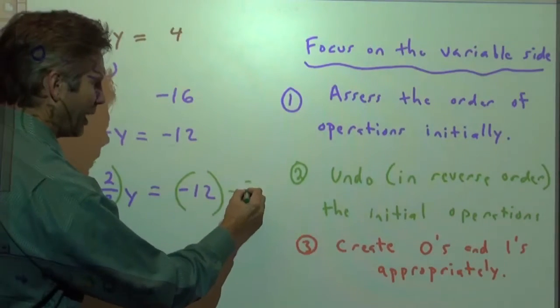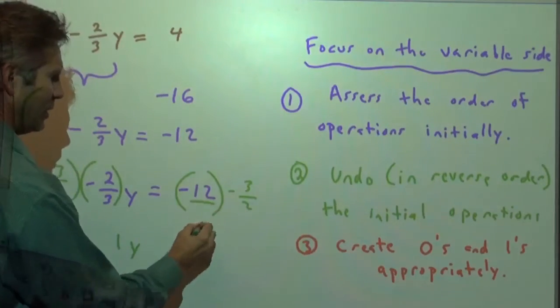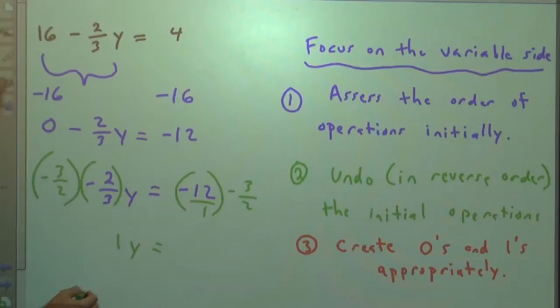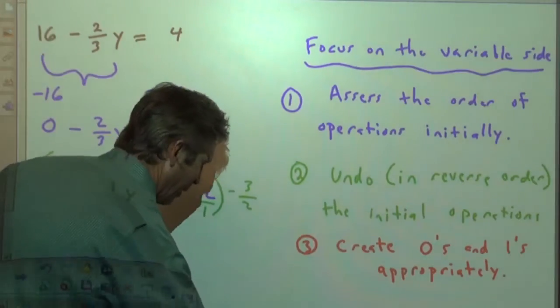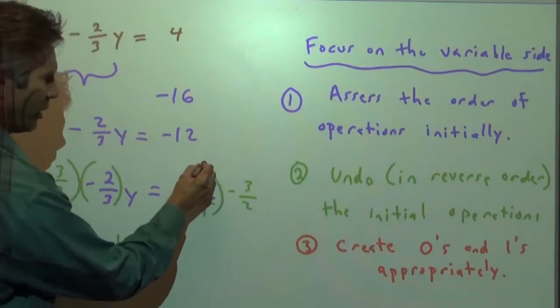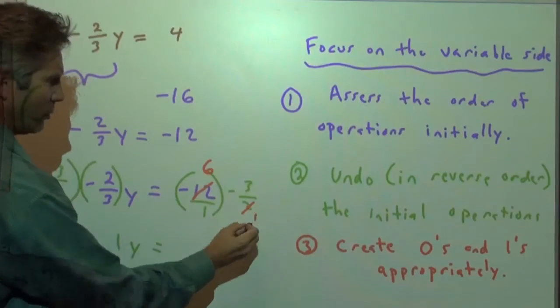We'll also multiply this by -3 over 2. So put that over 1. On the right side, we have a negative times a negative, which we know is a positive. We can cross-cancel the 12 and the 2. They have a common factor of 2. 12 divided by 2 is 6. That 2 divided by 2 is 1.